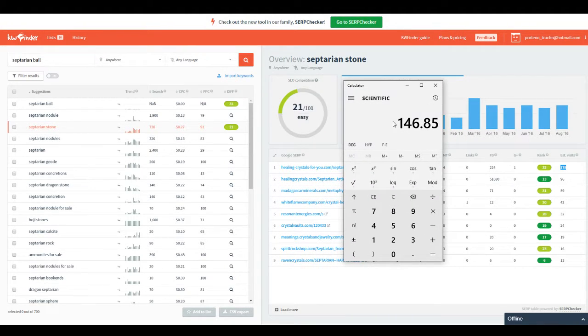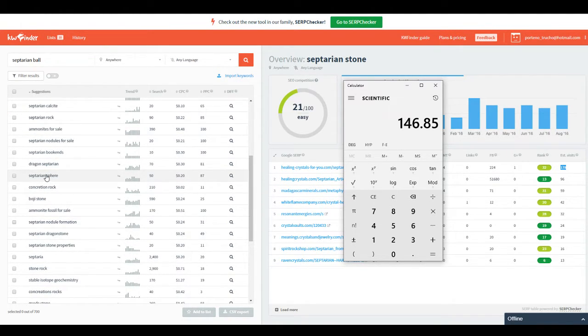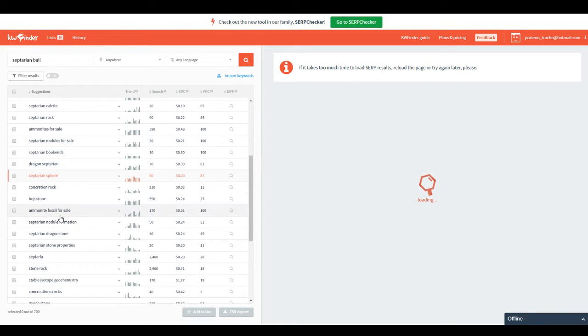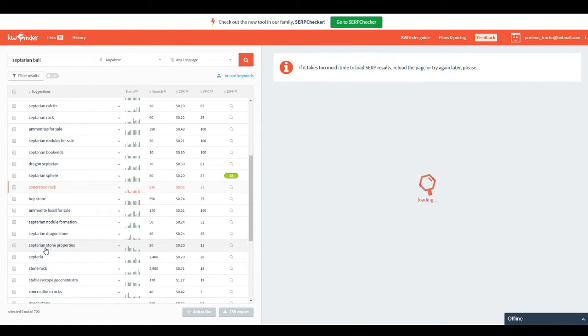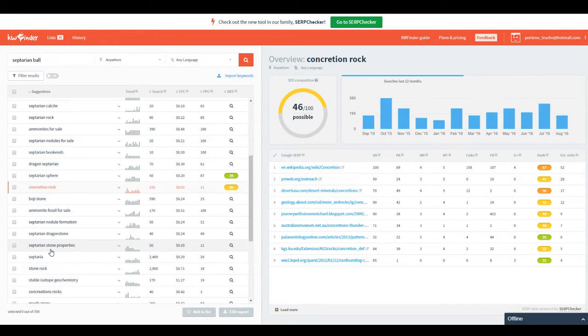So that's pretty neat. And then we would just need to find some more of these keywords that we like and start building up that traffic and getting more and more sales. So here's another one, Septarian Spheres, another 50 searches a month. So we can add that to it as well. Yeah, again, very easy. Maybe we can do something with Concretion Rock. I'm not sure what that is. That's a bit more competitive, so we might want to avoid that one.